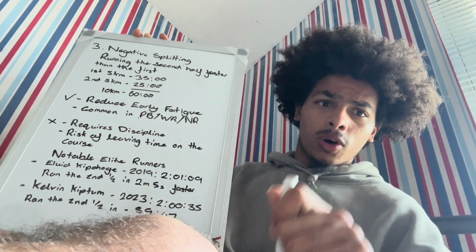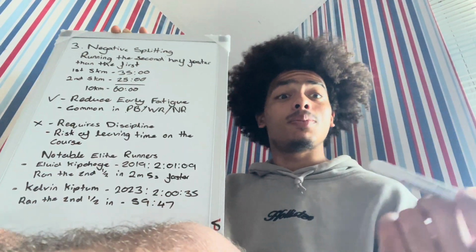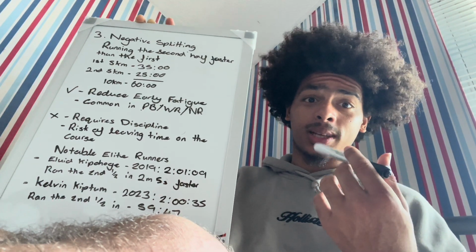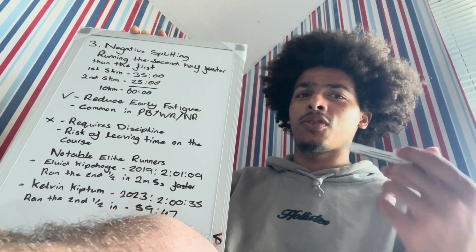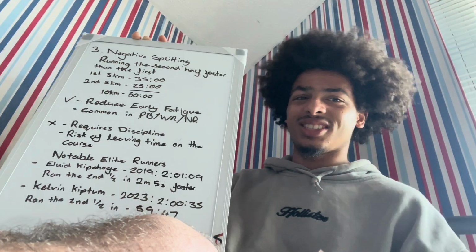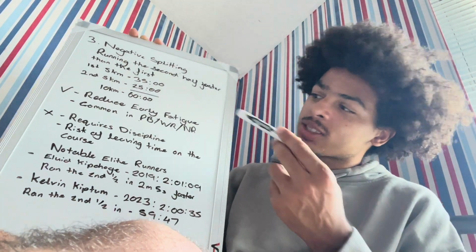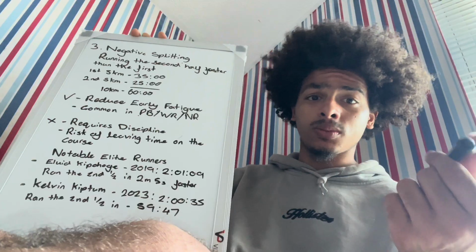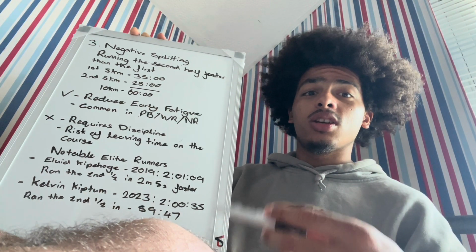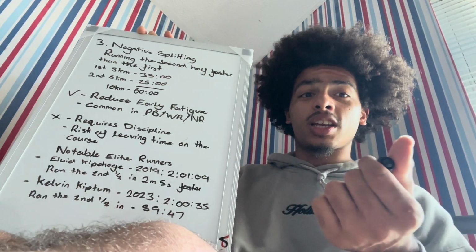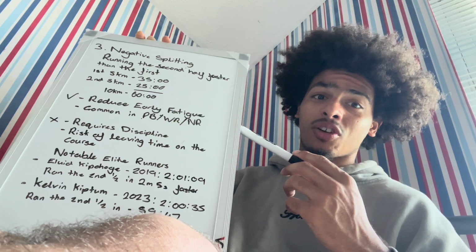So, what is negative splitting? Negative splitting is simply the complete opposite of positive splitting. It's simply where you run your first half slower than your second half. Now, for example, if you're aiming for that sub 60 again or around that time, and you want to be aiming to run your first 5k in about 35 minutes or thereabouts, then run the second 5k in 25 minutes.